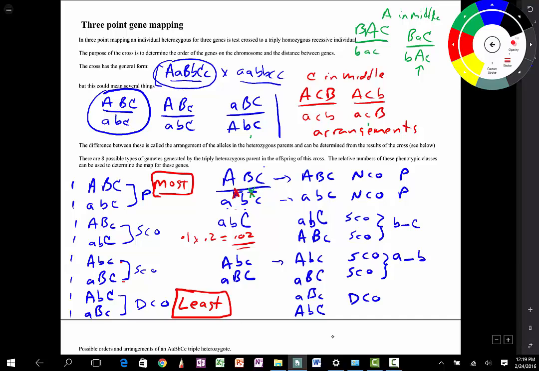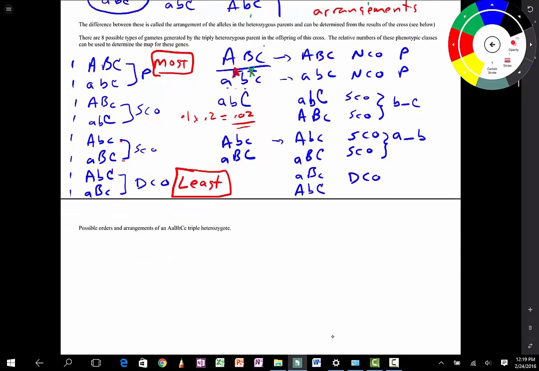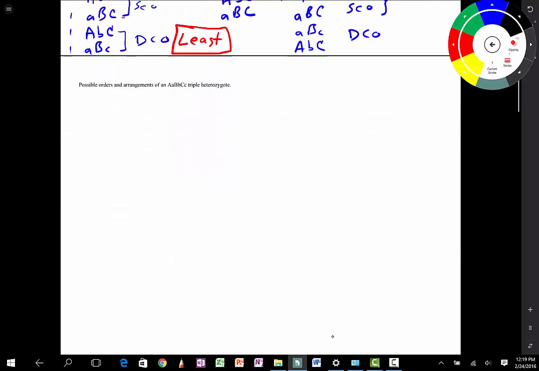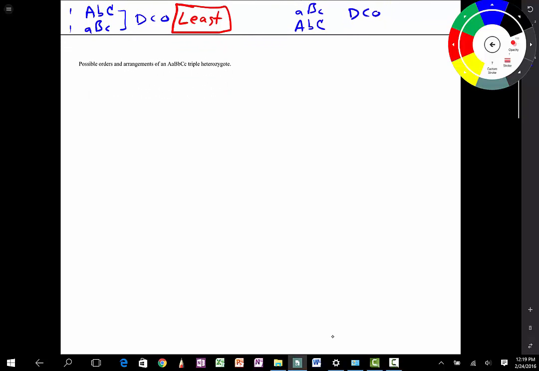And so we can look at that information to figure out sort of our starting point. We can identify the parentals, and then we can compare that to the ones that are the least, and we can figure out what our double crossovers are and everything else. And so I'll do one other example. I don't want to write all the possible arrangements, but I just did that case with big A, big B, big C.